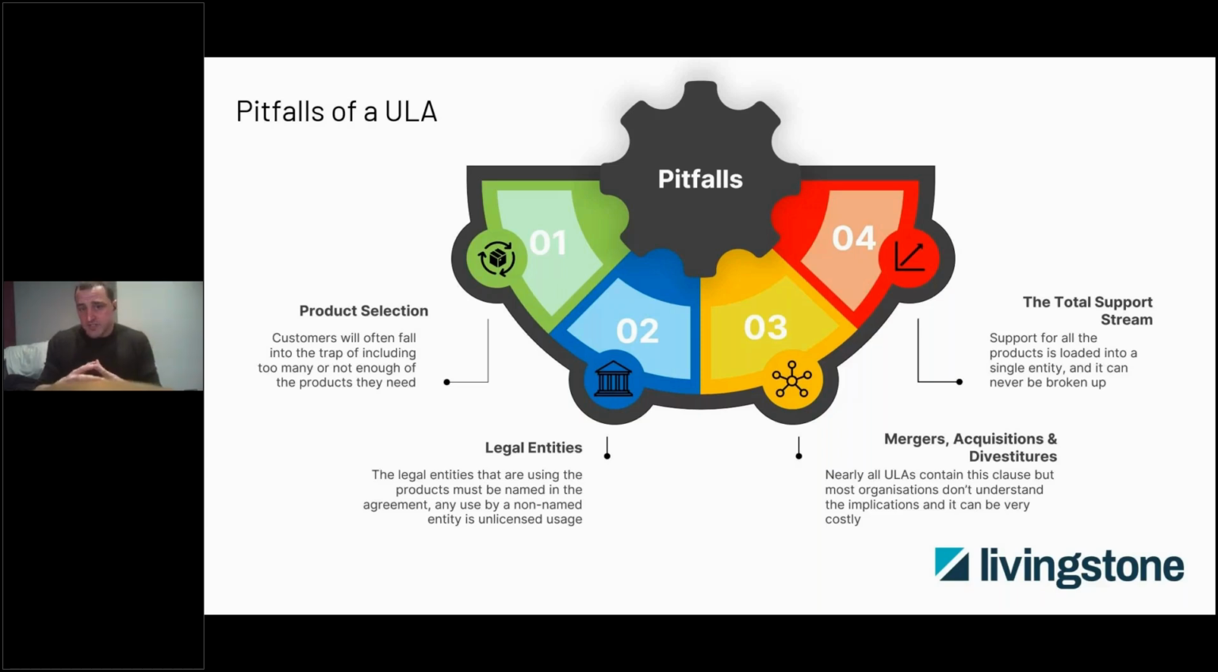Many customers don't understand that that is then a single entity. So for all the products that have been added in the ULA, all of their support is combined into one single entity of support, which cannot be broken up or reduced. So once you put those products into the total support stream, even if you were to stop using half of them or more, you cannot; it's essentially all in or all out. So unless you terminate the entire total support stream, you can't break up that support payment, and it's there in perpetuity.